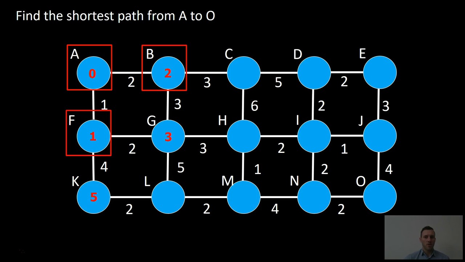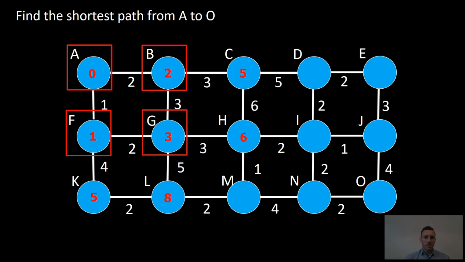Consider all of the unboxed nodes connected to the node we've just boxed. The only one that's not labeled at the moment is C, so we label it with a weight of 5. Choose the least of all unboxed nodes and make it permanent by boxing it. This time it's G. Now we consider all of the unboxed nodes connected to the node we've just boxed. They are H and L. And we label them with the minimum weight from the starting node via the set of boxed nodes.